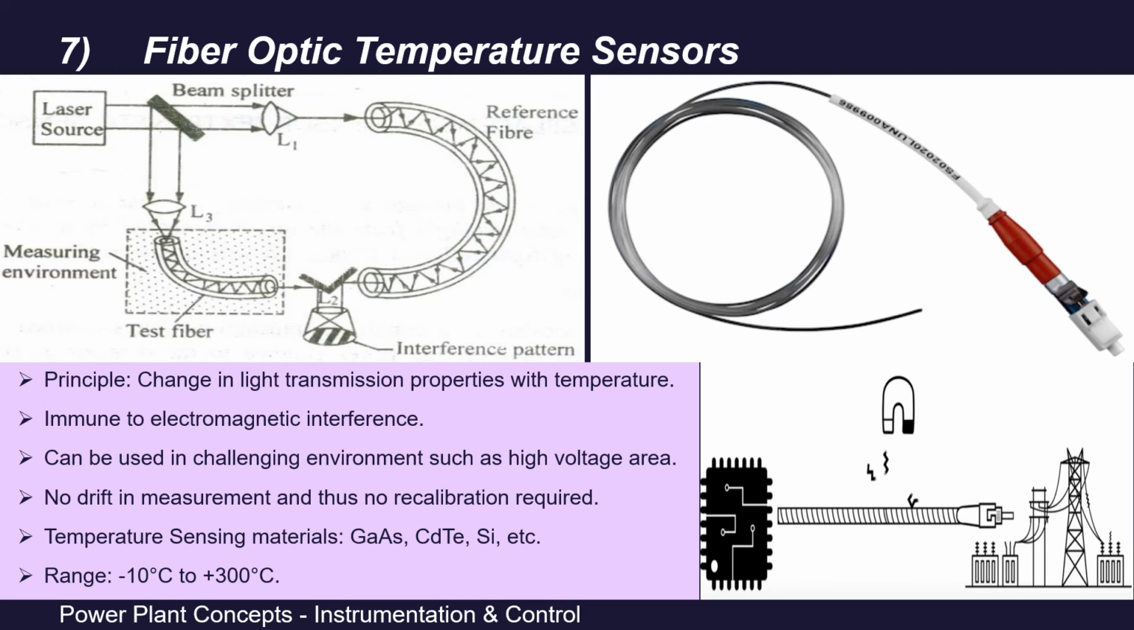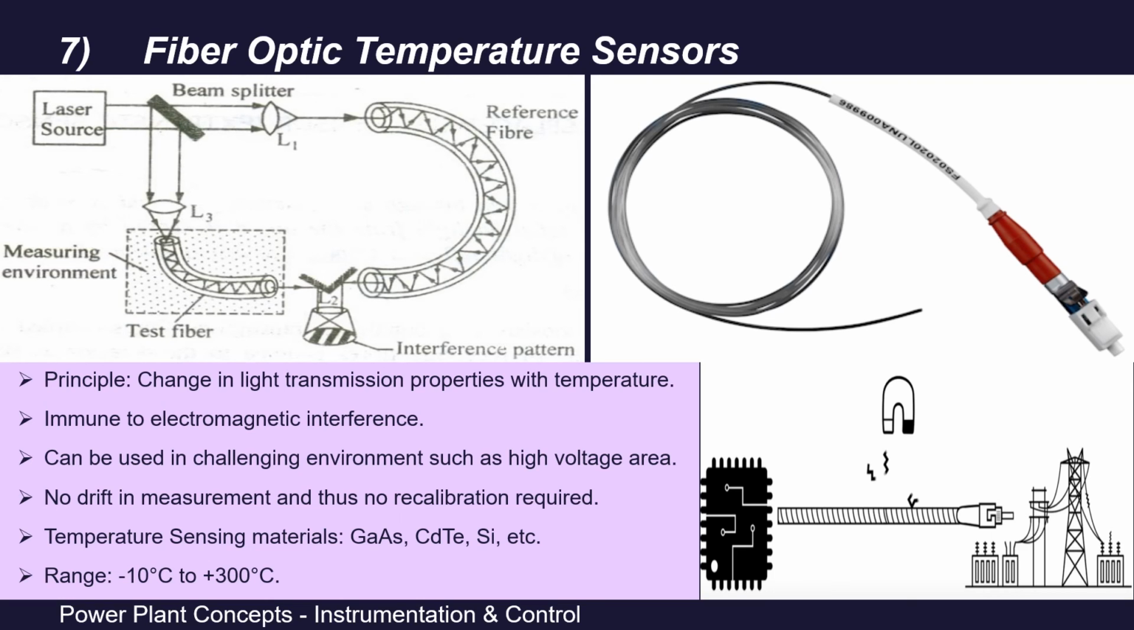And the temperature sensing materials include GaAs, basically gallium arsenide, then CdTe, which is cadmium telluride, and Si, which is silicon. The gallium arsenide offers better wavelength variation with temperature. So the most commonly used material for this fiber optic temperature sensor is gallium arsenide. Best part is these fiber optic temperature sensors are immune to electromagnetic interference and can be used in challenging environments such as high voltage areas.